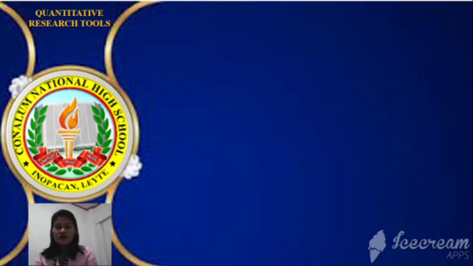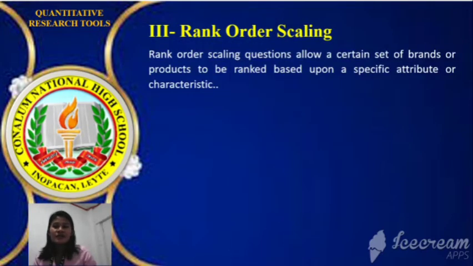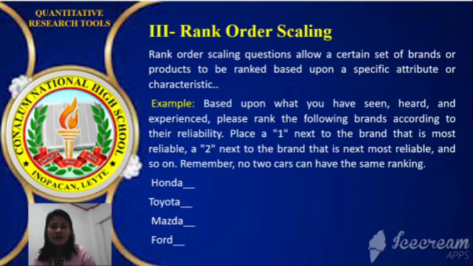Okay, so the third is rank order scaling. Rank order scaling questions allow a certain set of brands or products to be ranked based upon a specific attribute or characteristic. Example: based upon what you have seen, heard, and experienced, please rank the following brands according to their reliability. Place a 1 next to the brand that is most reliable, 2 next to the brand that is next most reliable, and so on. Remember, no two cars can have the same ranking.